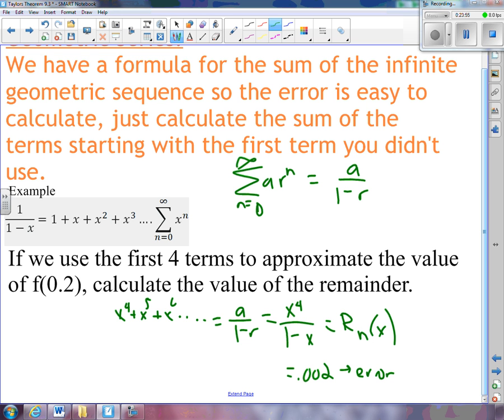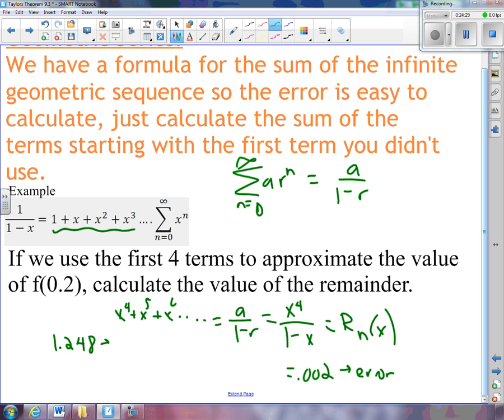So now let's see if that actually worked out. Let's take 0.2 and plug it into the first 4 terms. Plug 0.2 into that, see what you get. That's 1.248. So when you add that in, you get 1.248.